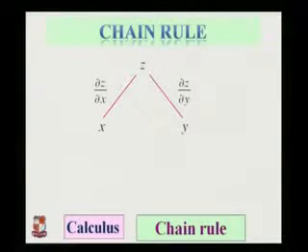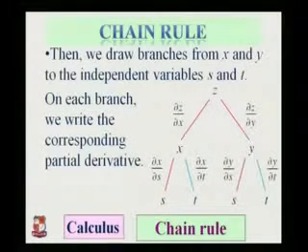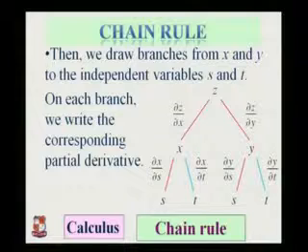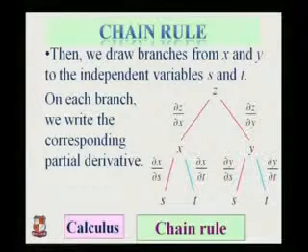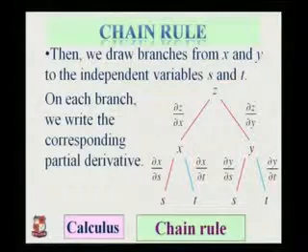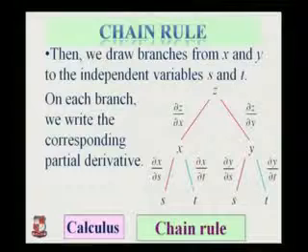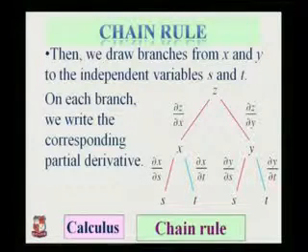So z is a function of two variables x and y. So we are taking the partial derivatives del z by del x and del z by del y. Now x and y are functions of s and t. Then we are taking del x by del s, del x by del t. y is also a function of s and t. So del y by del s and del y by del t.